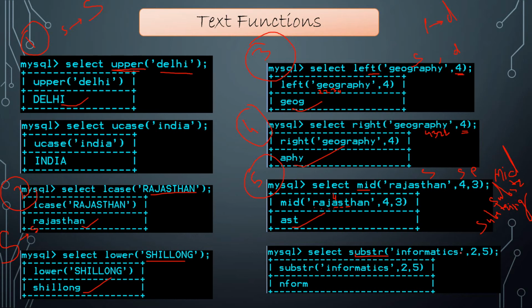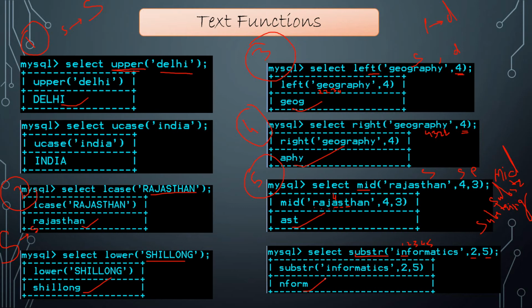Same case, we have informatics here and I want to start from 2 and end at 5. At 2 we have N. Now we count 1, 2, 3, 4 and 5, which means we end at M. So it is NFORM. And the other function you have is substring. So you can find your mid part, or if you want to start from any position, then you will use mid, substr or substring as your function name.